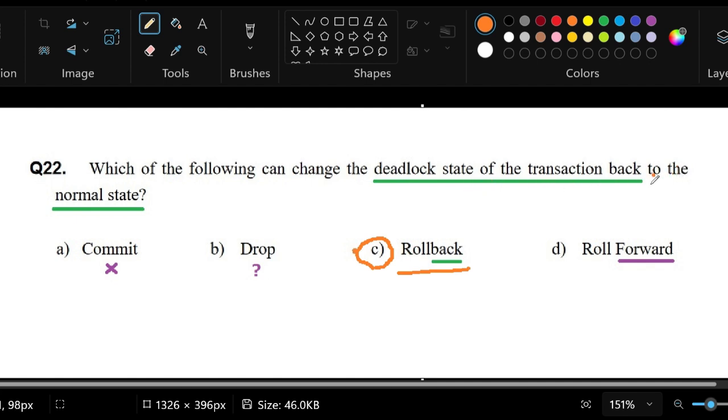So again, we are in a state that is a deadlock and we need to go back to the normal state, and the correct answer for this question is letter C, and letter C says that we do our rollback to resolve the problem of deadlock and to go back to the normal state.